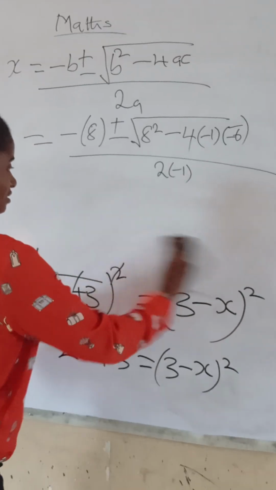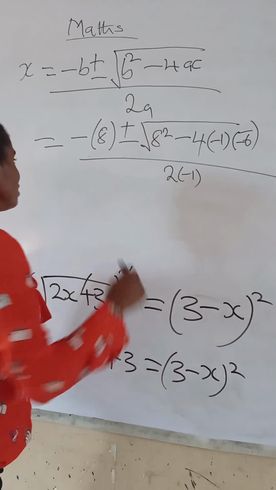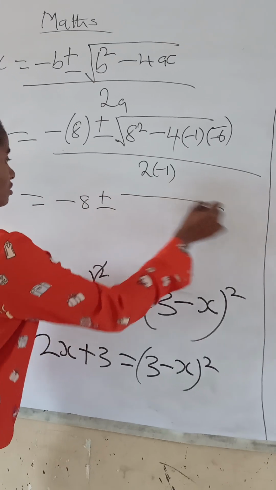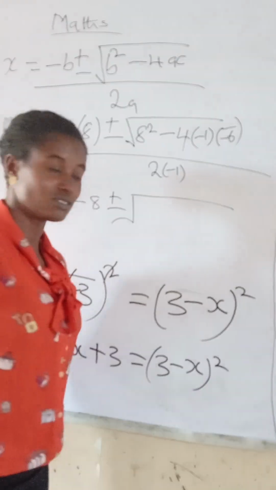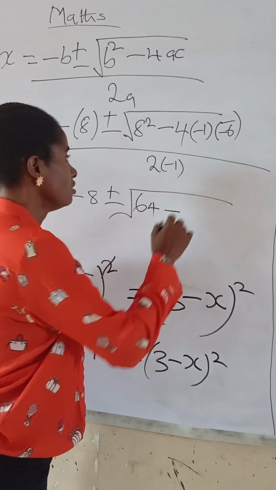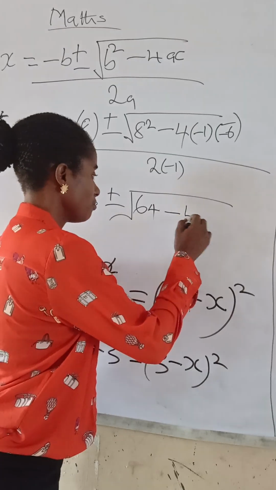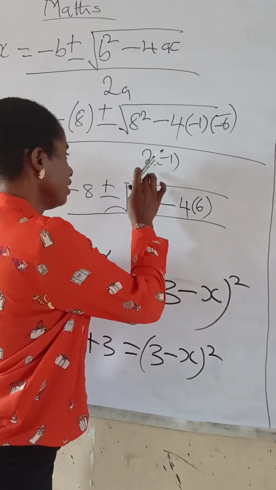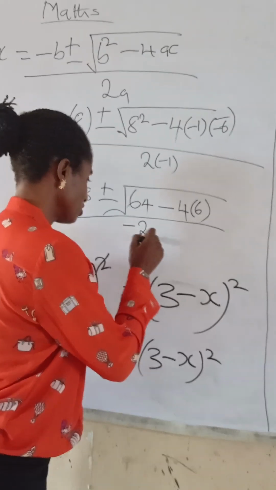Now move to the next step. If you have any question, you can drop it in the comment section. So from here, we have minus 8 plus or minus the root of 8 times 8, which is the same thing as 8 squared, which is 64, minus. Minus times minus is plus. We are going to have minus 4 into the bracket of 6, divided by 2 times minus 1, which is going to give us minus 2.